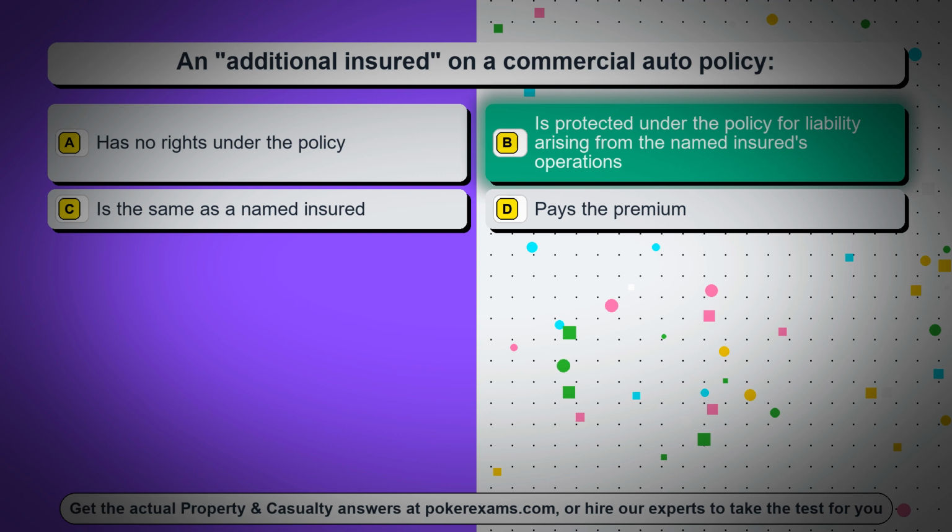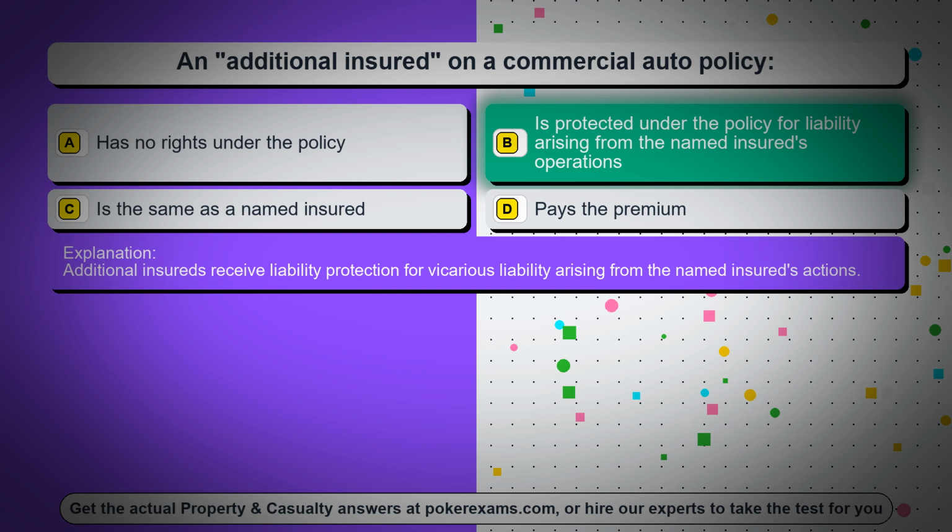The correct answer is option B, is protected under the policy for liability arising from the named insured's operations. Additional insureds receive liability protection for vicarious liability arising from the named insured's actions.